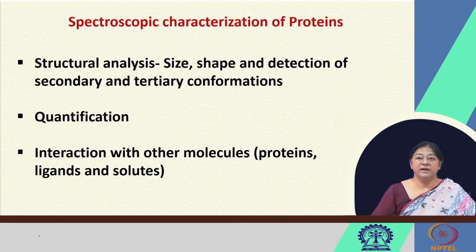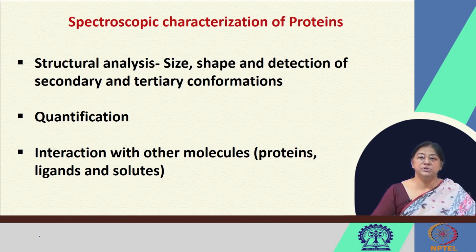So, in the spectroscopic characterization of proteins, there are methodologies that are going to tell us about the size, shape and the detection of the secondary and the tertiary conformations. It is important for the proper functioning of the protein to have the proper structure. So, to know that the secondary structure elements or the tertiary conformation of the protein are in their correct three-dimensional conformation is important, and some of these aspects can be determined by these specific spectroscopic techniques.